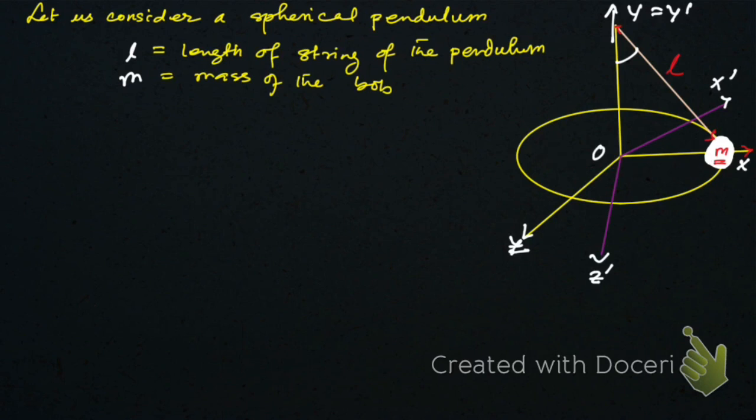With respect to this x and z axis, it will be oscillating in this way also, and in this way also, right? So hope you have understood. That's why it is a spherical pendulum, right? So now you see, let me consider this is the angle, right? This is the angle theta.